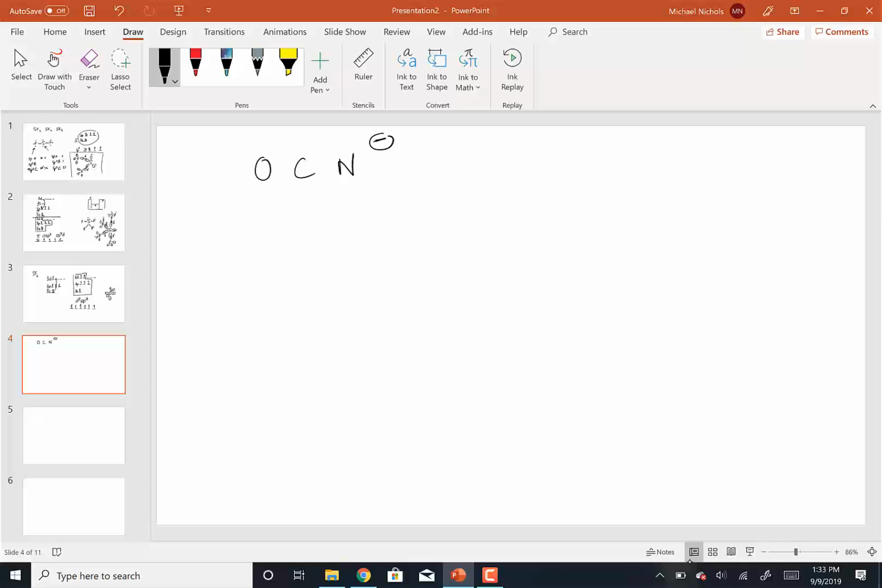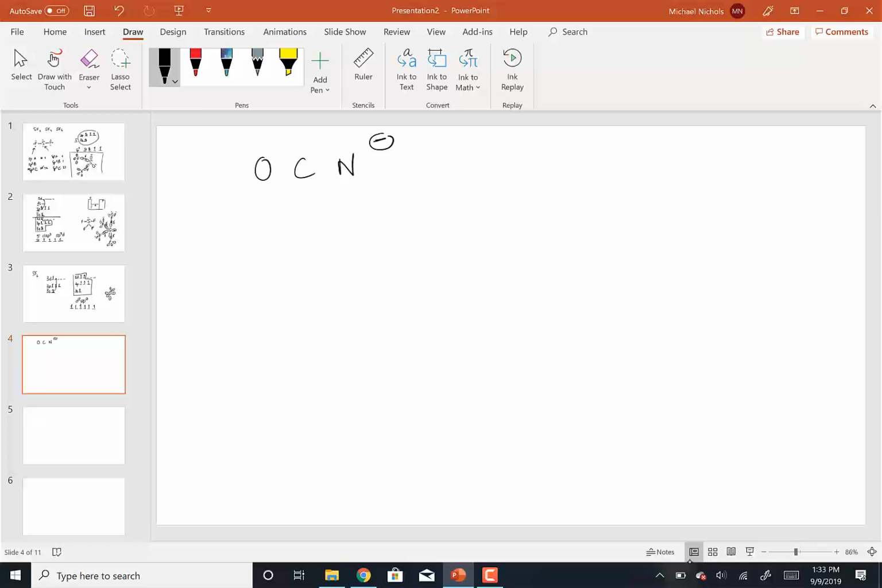What I'd like you to do is to draw one valid Lewis dot structure for OCN minus. And so how are you going to do that? How many valence electrons in a neutral oxygen? 6. How many in a carbon? 4. How many in nitrogen? 5. I got a -1 charge, so what do I need to do? Add an electron. Where? Anywhere. Just don't lose them along the way. Don't add any more than 1 and don't lose any.